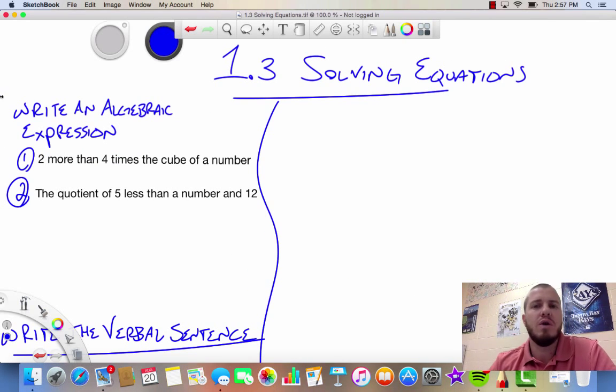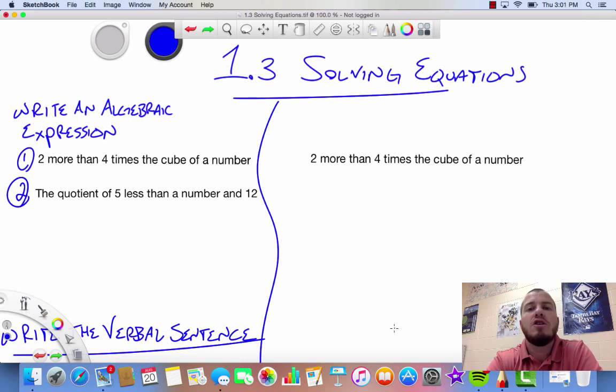Okay, on to the next one. Okay, so we're moving on to 1.3, which is solving equations. And first we're going to talk about writing the algebraic expression. So for these first two examples, it's still just an expression. There's the expression written verbally, and we need to write it algebraically.